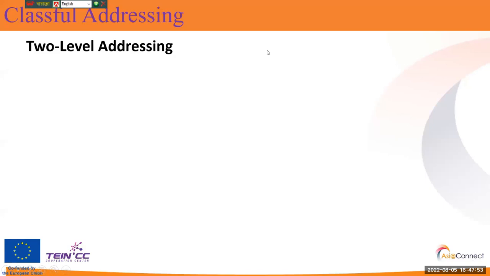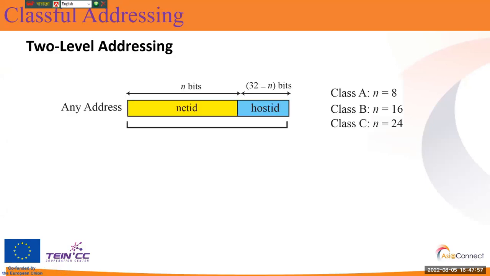Now, in classful addressing, basically two types of labeling we are using: net ID and host ID. Any address has two parts, network ID and host ID. So we already know that for class A n equals 8, class B n equals 16, class C n equals 24. So n bits is the net ID, and 32 minus n bits is the host ID.